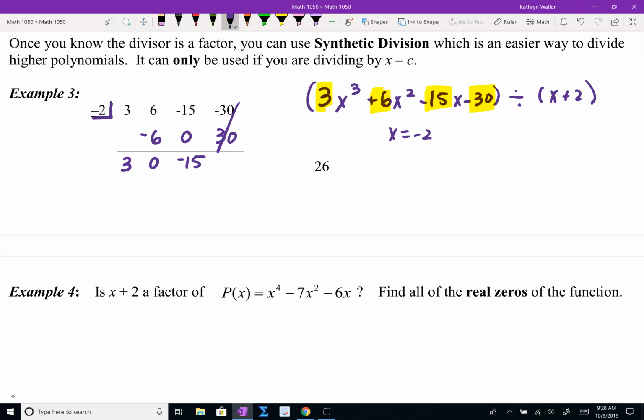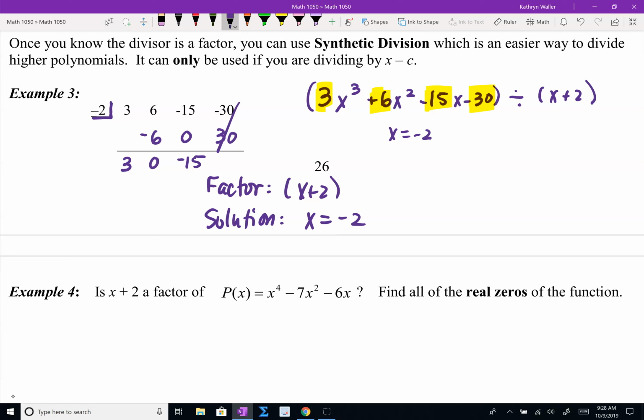Since I got no remainder, look what I know. I know that I have a factor of x plus 2. I know that I have a solution of x equals, everybody tell me. If I take x plus 2 and set it equal to 0, what do I get? Negative 2. So I know I have a solution of negative 2.